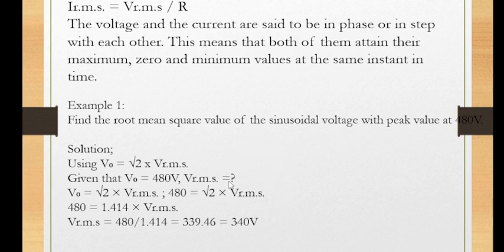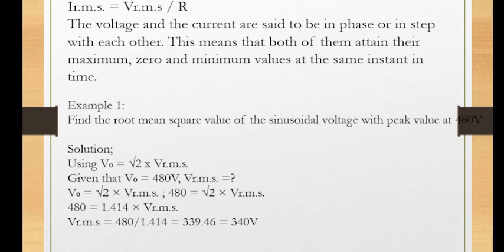So let's check this question. Find the root mean square value of the sinusoidal voltage with peak value 480 volts. Solution. So now we can write our equation first. We already know that V naught is equal to root 2 multiplied by VRMS. Yes, we do not forget that, because we have that.